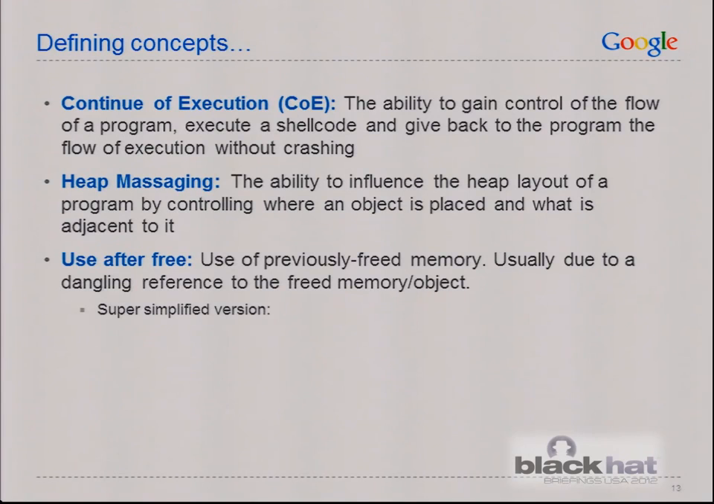Heap massaging, this is something that we're going to use later, is the ability to influence the heap layout of a program by controlling where an object is placed and what is adjacent to it. So basically, I'm going to use the primitives to control the layout of the heap. I want this object to be surrounded by these other two objects that I control. And use after free, use of previously freed memory, due to a dangling pointer reference to a freed memory object. Super simple version.